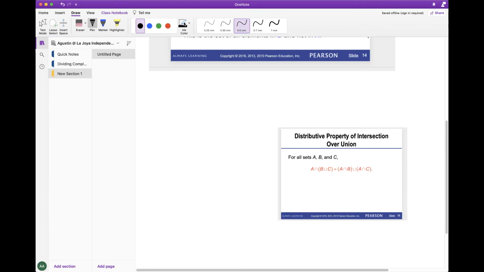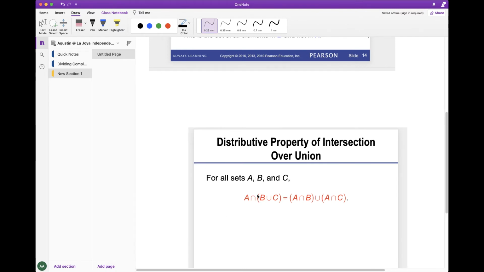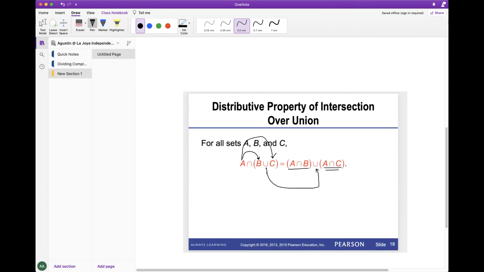Okay, so again, we're going over that one. It's going to be A intersection B, right? That's how you get this part, and then union this, and then A intersection C. So that's how you get this one, right? So that's how that works. Okay.